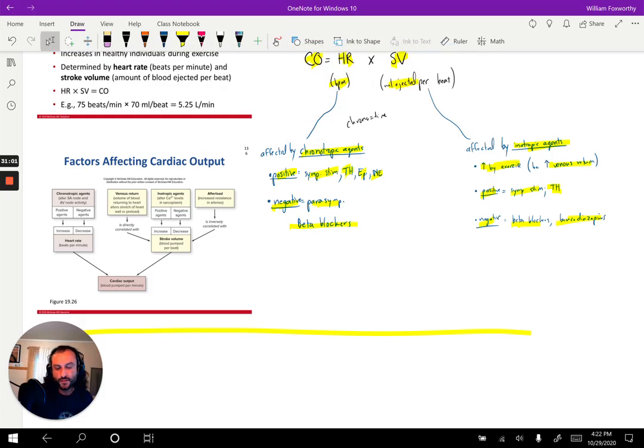So that's it for the cardiovascular system for this chapter on the heart, and in the next chapter we'll talk more about blood vessels.